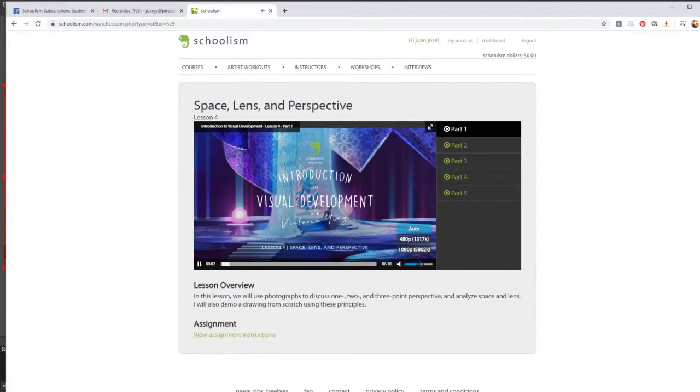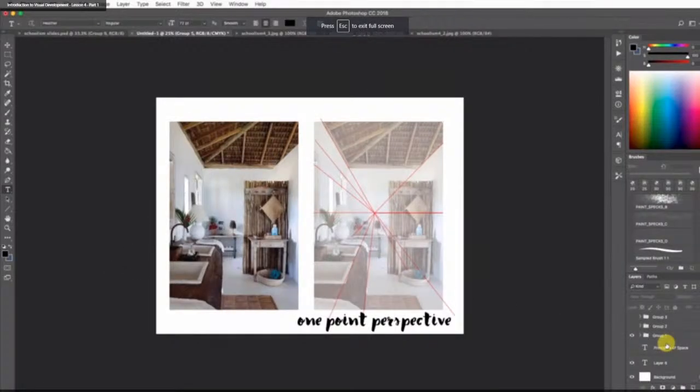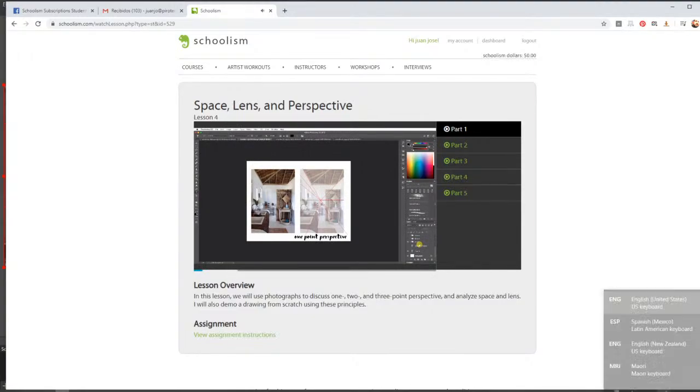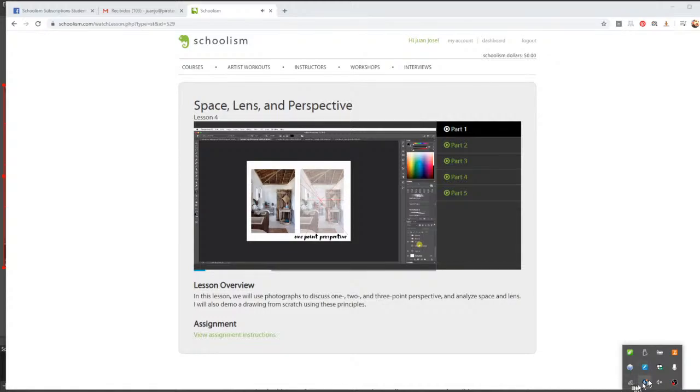Hi everybody, and welcome to the fourth lesson of our class, Space, Lens, and Perspective. So today we're going to be talking about different types of perspective, how to get better at perspective, and camera lenses, which I think are really important if you want to work in film or animation or even games, anything that actually has a camera in it.